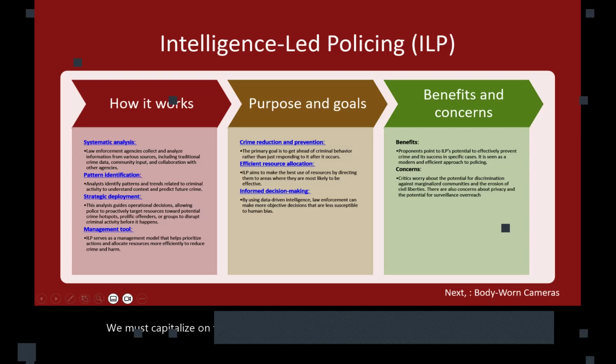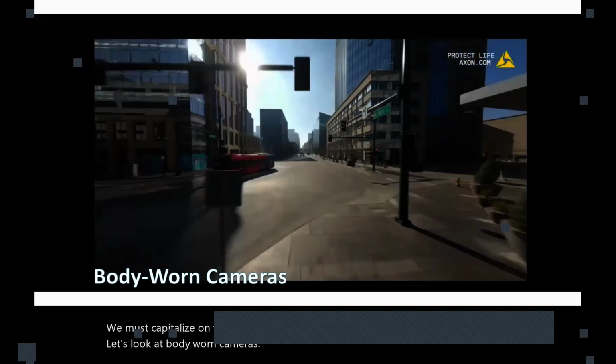Let's look at body-worn cameras. This part does not have any sound.